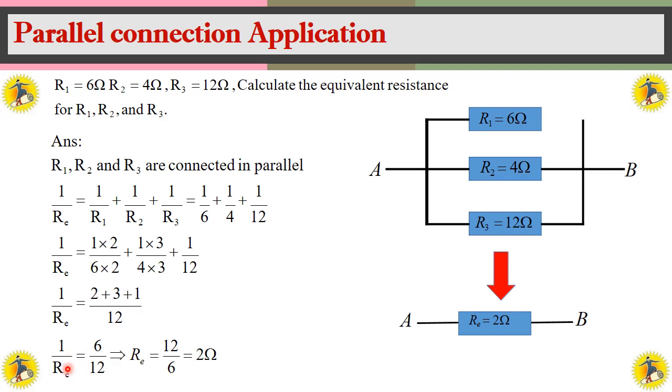But here we will get the value of 1 over R equivalent, not R equivalent. So we will invert the equation. Re equals 12 over 6, which means we flip it, put 12 on top and 6 on the bottom, and we get 2.